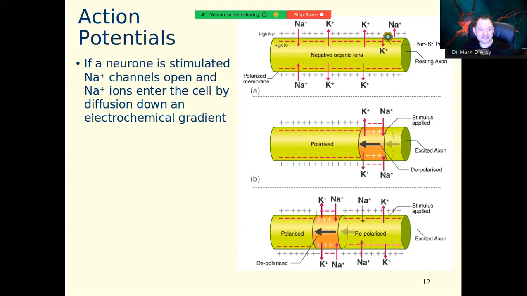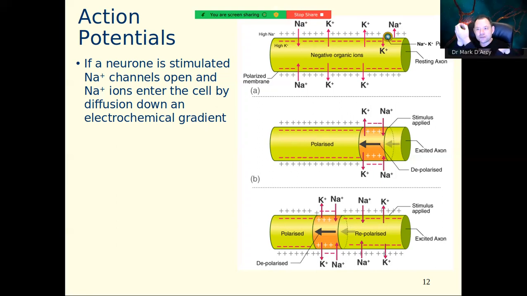So if a neuron is stimulated, for example, I touch something hot, sodium channels open, and sodium ions enter the cell by diffusion down an electrochemical gradient. So if I've got a sensory neuron at the end of my finger and I touch something hot, the first thing that will happen is simple sodium channels will open that just let a bit of sodium inside the neuron. This is not enough to make the neuron fire because we have heat around us all the time. There has to be a significant stimulus.